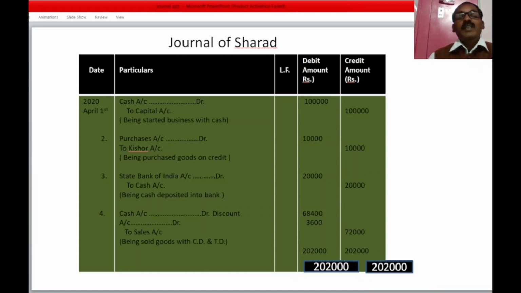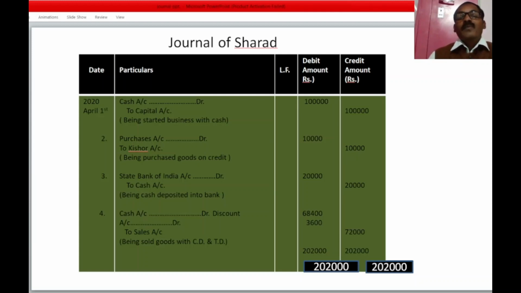The next transaction, cash deposited into bank. So the bank is the receiver and cash goes out. So State Bank of India account debit to cash account, narration 'being cash deposited into bank'. The State Bank of India account is debited, so the amount is recorded in the debit column, and the cash account is credited, so the amount is recorded in the credit column.